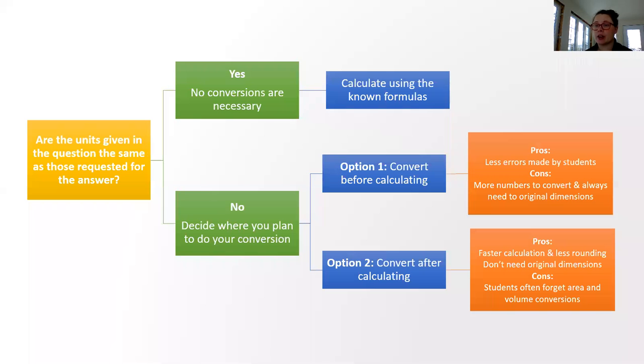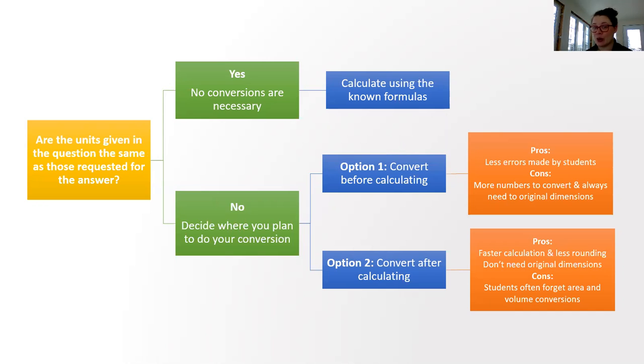So the first thing I want to look at is a chart I've made here to address some of the issues that come up. Anytime you're given a word problem where you're calculating area or a volume, any kind of question that uses geometry, or really any kind of word problem, the first question is: are the units given in the question the same as those requested for the answer? Always look for that. If yes, then you don't have to do any conversions, just use your known formulas straight through to the end. No need to change anything.